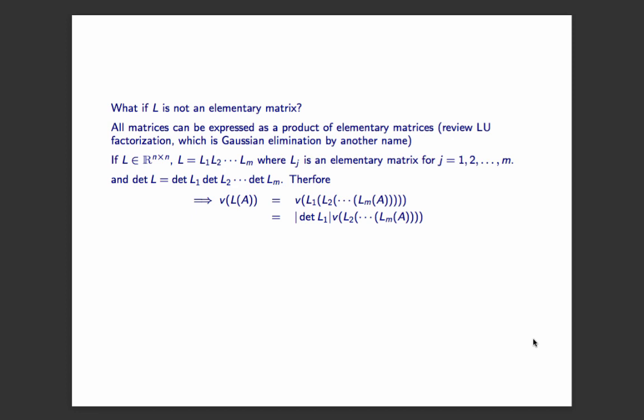And if we just go one by one, I get this is equal to the determinant of L1 times the volume of L2 of L3 of, and so forth. So I get the product of all of my determinants of my elementary matrices times the volume of A, which is precisely the determinant of L in absolute value times the volume of A. And Lemma 1 has succumbed.